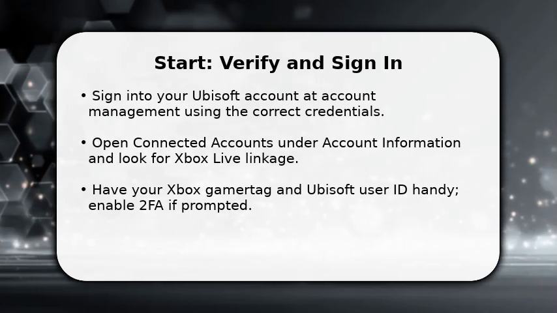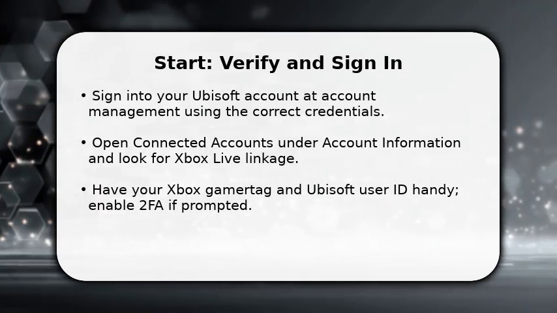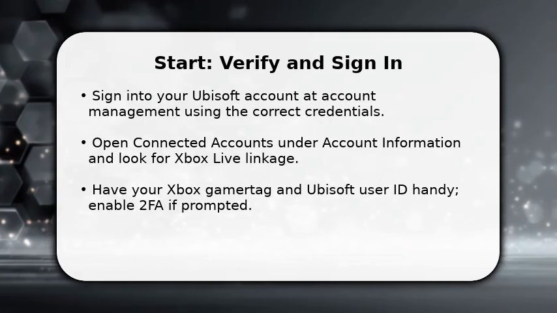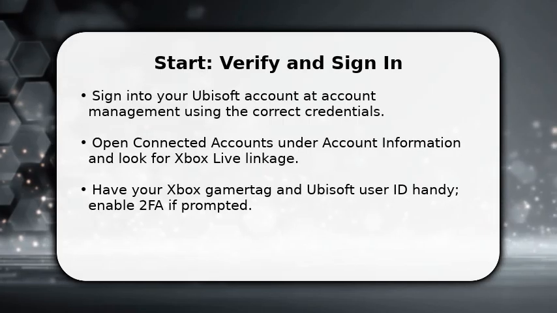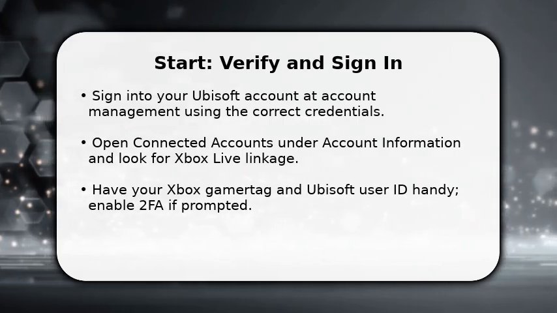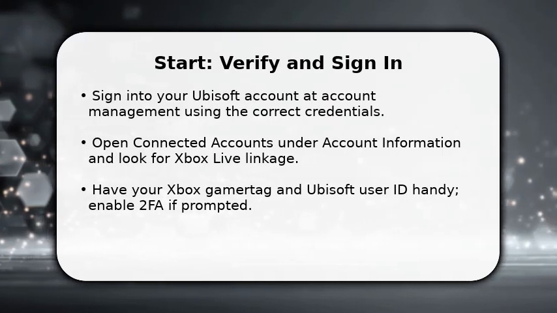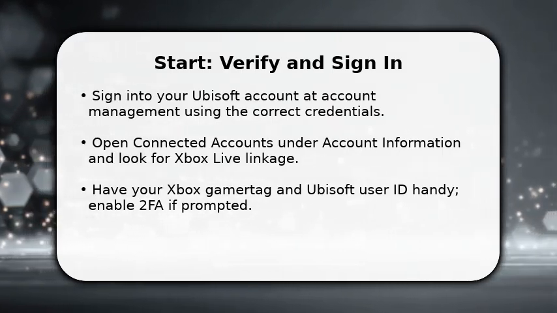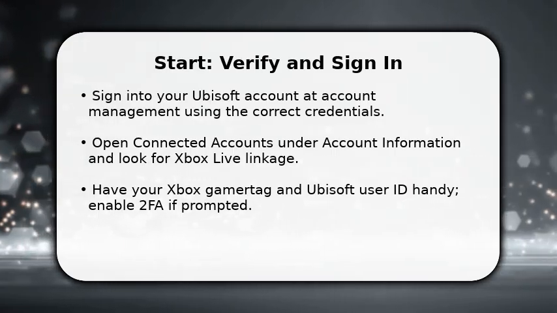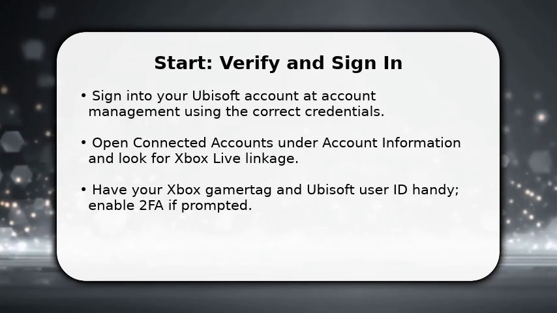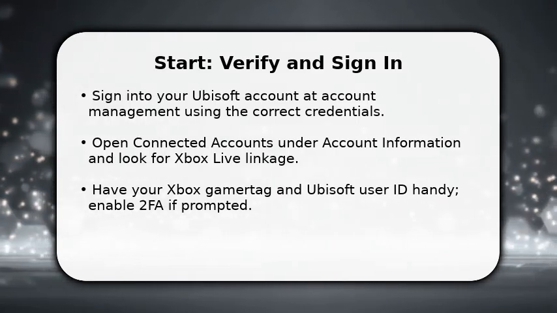You start by signing into your Ubisoft account and going straight to account information. Once there, open connected accounts so you can see every linked platform. You need to confirm the Xbox Live entry and note the gamer tag listed, because that identifies the connection you will remove. If two-factor authentication is requested, complete it now to proceed securely. Do this before any unlinking to avoid accidental loss of access. Once confirmed, you're ready to remove the Xbox link.